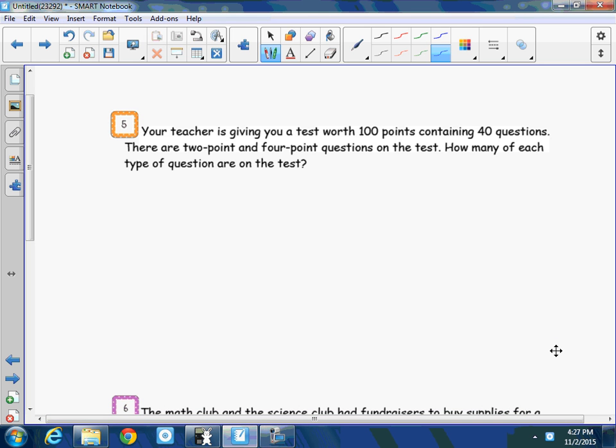I want to do elimination for this one. Says your teacher is giving you a test with 100 points containing 40 questions. There are 2-point and 4-point questions. There's my X and my Y. It's worth 100 points and it has 40 questions. So my X would be 2-point questions and my Y would be 4-point questions. So how many of each type of questions are there on the test?